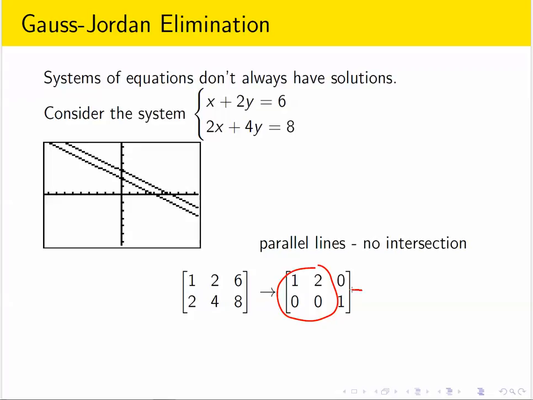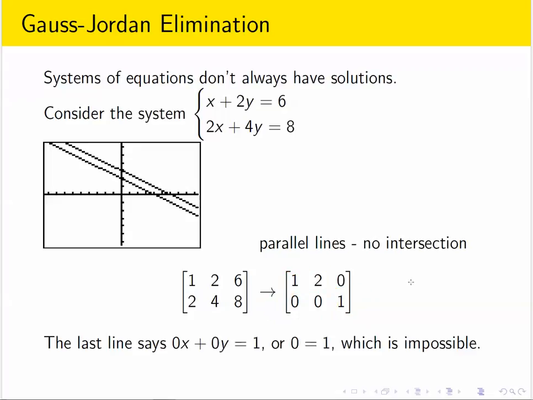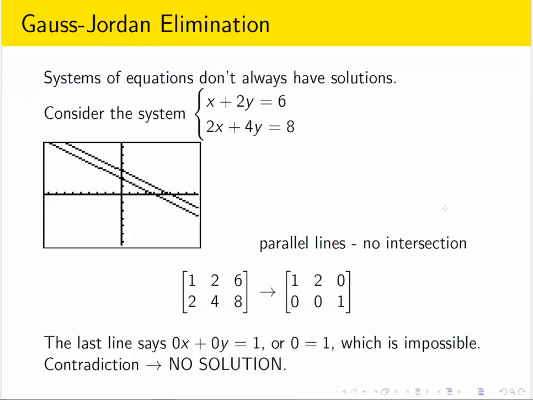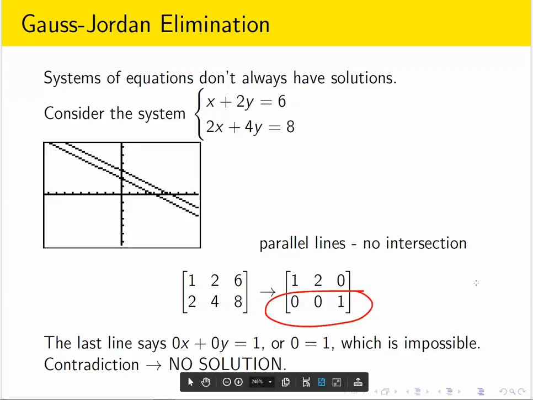And if you read what the second row here says, it seems to be saying that 0x plus 0y equals 1. But the left side of that simplifies to just 0. So 0 is equal to 1, which of course doesn't make any sense. That's impossible. This is a contradiction, and we recognize that contradiction is telling us that the system of equations has no solution. So this is what you're going to typically see. When the system does not have a solution, there'll be a row in the reduced matrix after performing Gauss-Jordan elimination that's saying something impossible, like 0 equals 1.